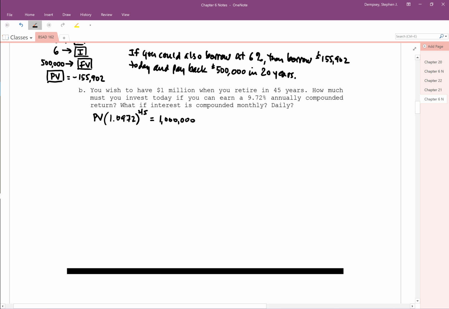Some present value grows at 9.72% for 45 years to equal $1 million. As we did in the last problem, another way of writing that is just to say the present value equals 1 million times the reciprocal of 1.0972 to the positive 45th. The reciprocal would be 1.0972 to the negative 45th.